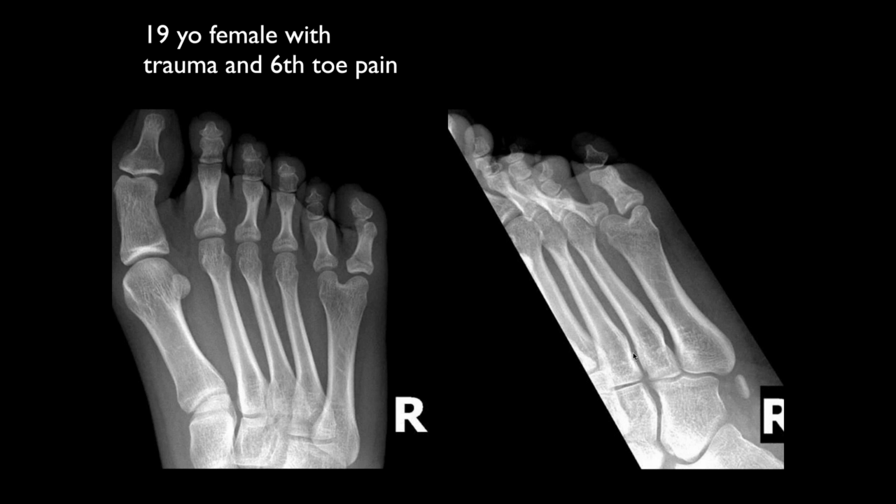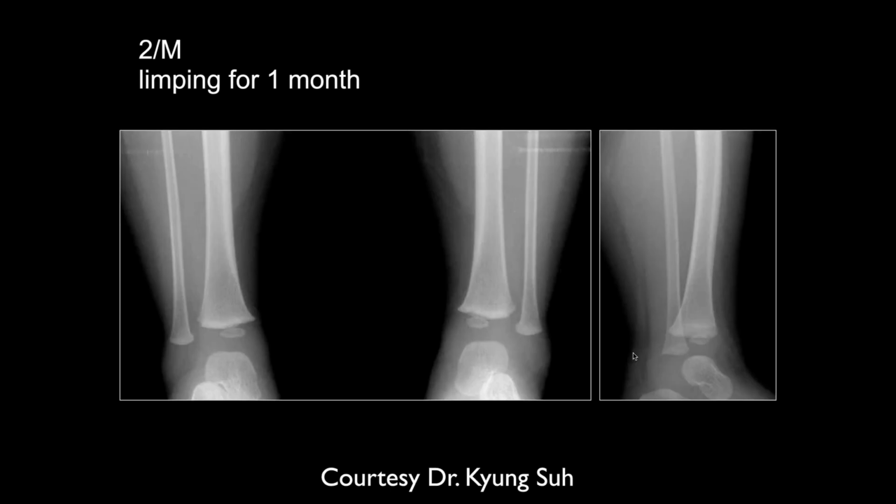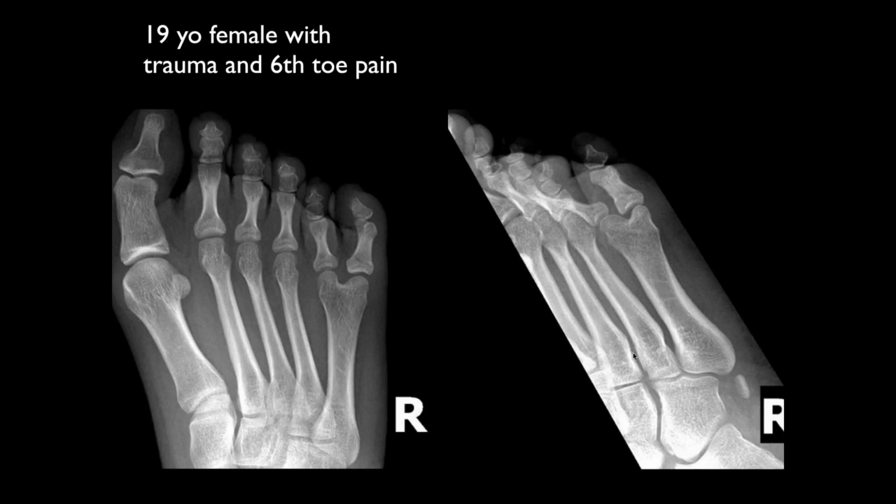Jennifer? Okay, so this is a 19-year-old female with trauma and sixth toe pain. It looks like she has a congenital variant where she has an extra sixth digit with proximal and distal phalanx. Yeah. And gosh, I don't see anything acute on the radiographs. Right. This is some kind of syndrome, probably. Yeah, it was just a congenital anomaly. I don't think it was related to any other changes.